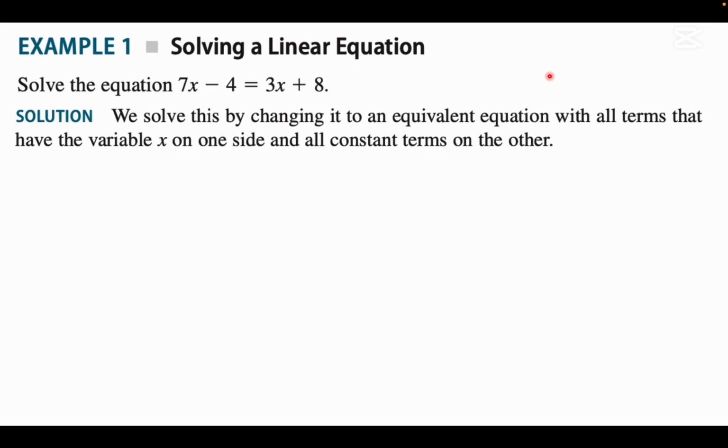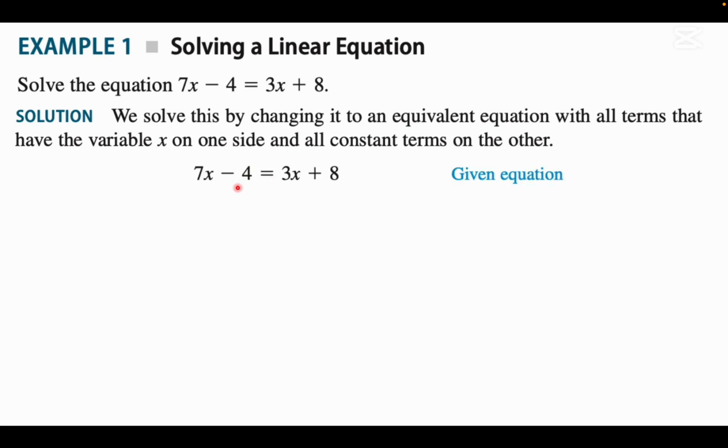So, in order to solve this equation, we want the constant numbers, this is a constant, and this is a constant, to be on the same side, and the variable terms, that is the 3x and the 7x, on the opposite side. So here's our given equation.